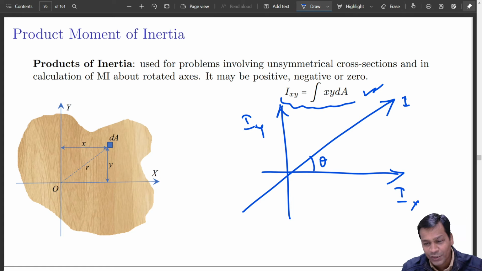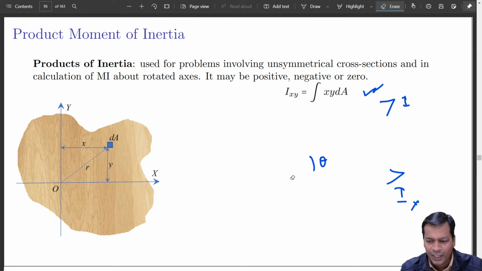In order to do that, you have to use what is known as the product moment of inertia. It can be positive, it can be negative, it can be zero, but mind it, the principal moment of inertia, the one which you saw earlier, was only positive.